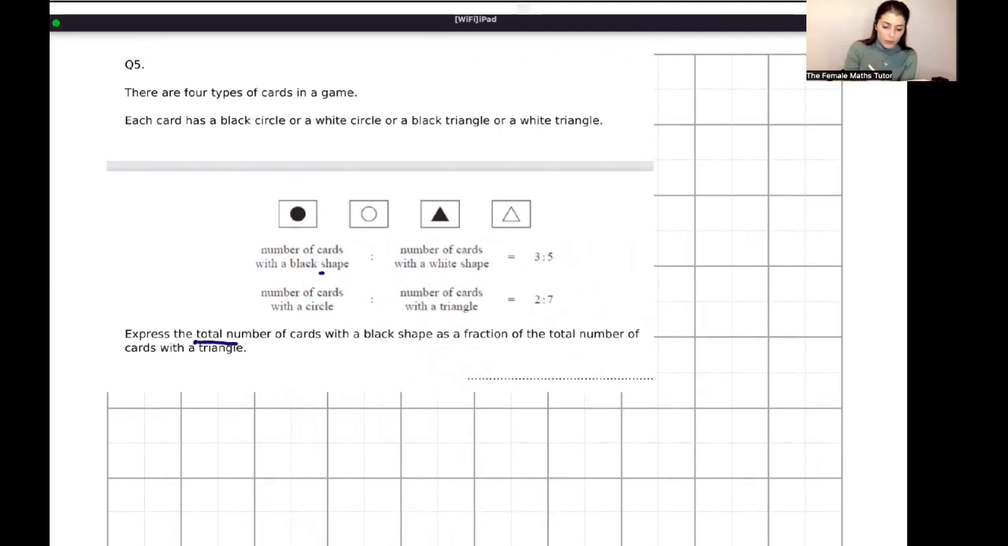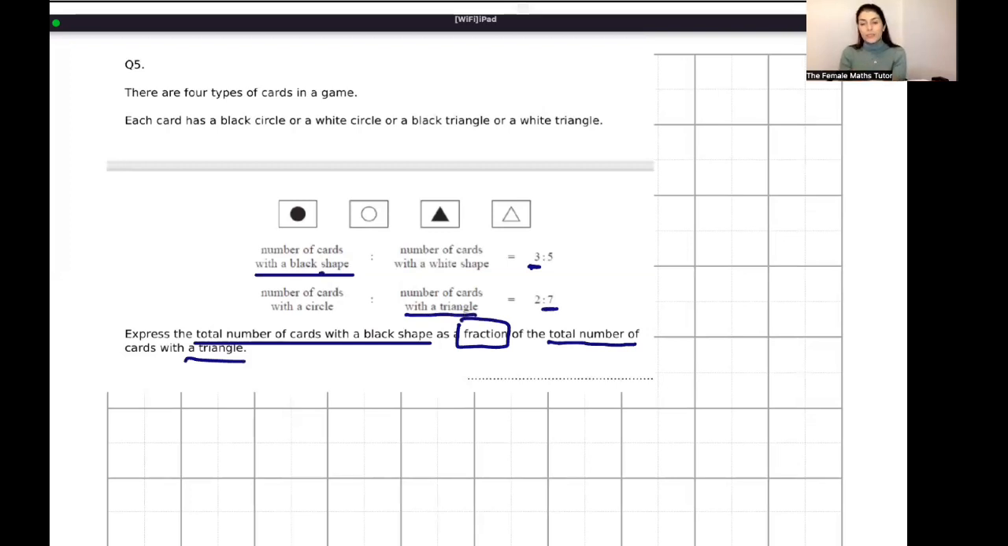Express the total number of cards with a black shape, so this basically, as a fraction of the total number of cards with a triangle, this one. So the fraction means divide. So in the actual exam, many students were able to identify the correct ratio parts, but they didn't write it as a fraction. They times them together, because usually these kind of ratio questions would imply that you have to times the numbers. But this one is different.